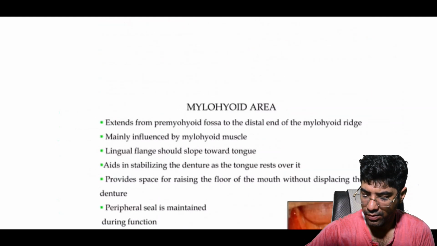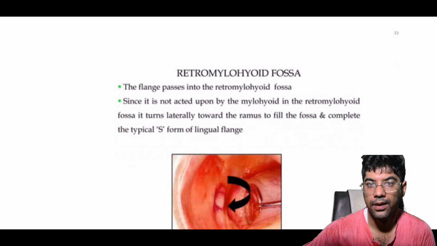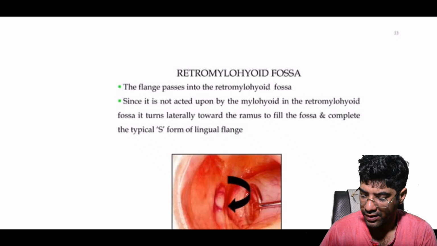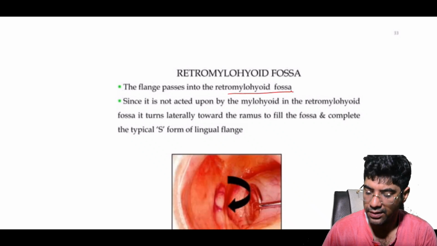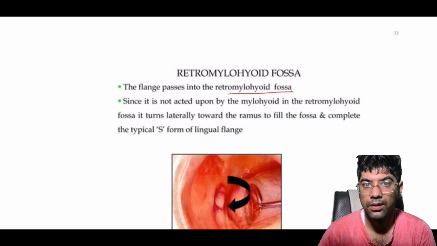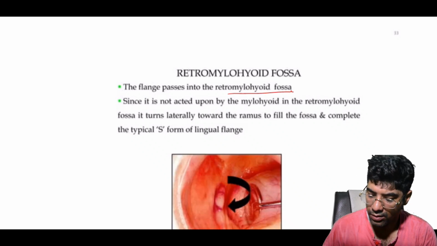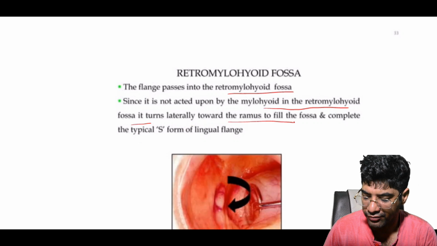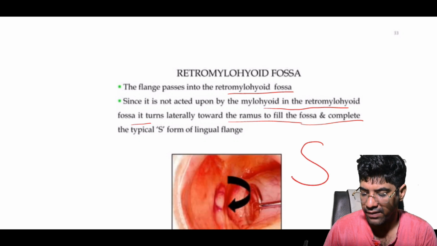The next area is the retromylohyoid fossa. It is the space that is posterior to the mylohyoid muscle. It is bounded by the retromylohyoid curtain and the superior constrictor of the pharynx. So since it is not acted upon by the mylohyoid in the retromylohyoid fossa, it turns laterally toward the ramus to fill the fossa, and it has a typical S form of the lingual flange.